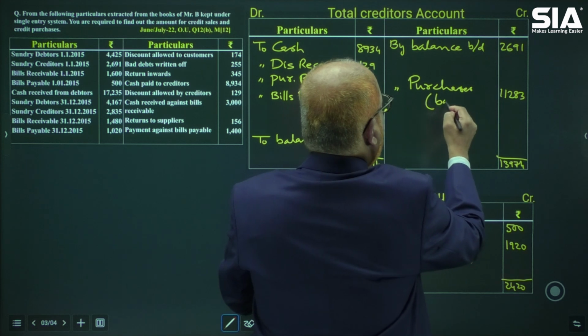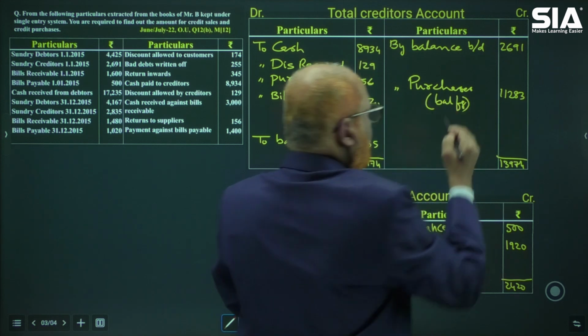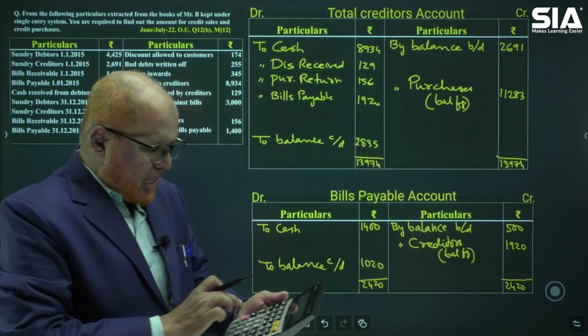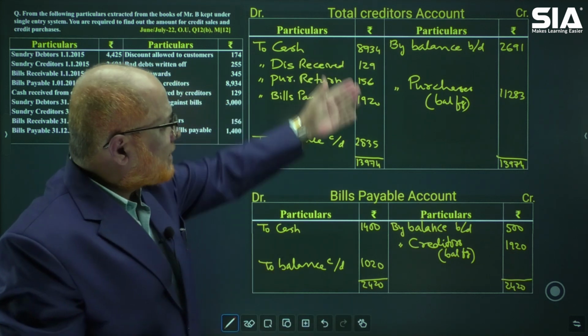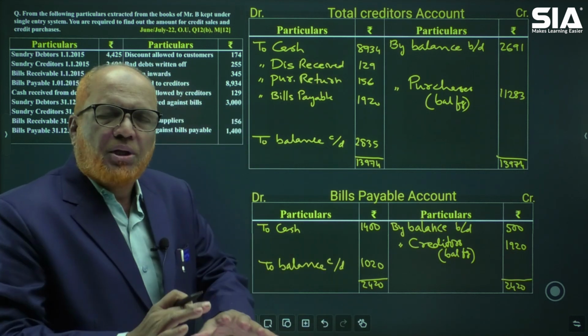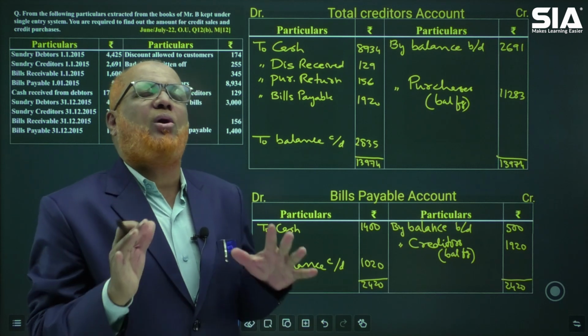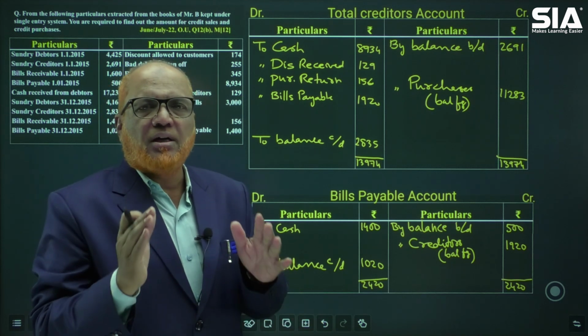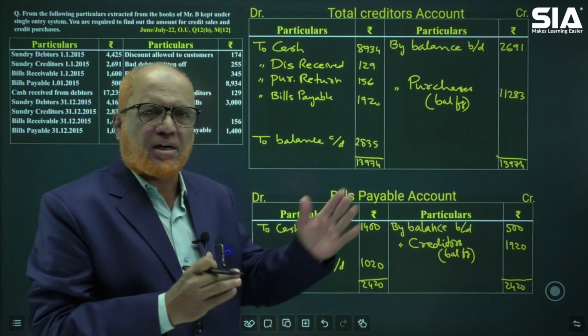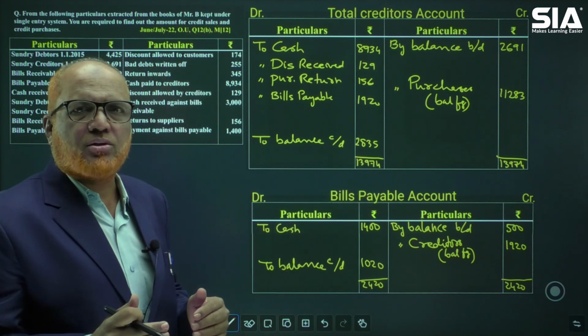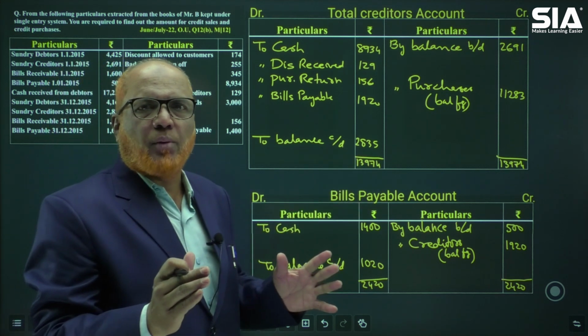This is the balancing figure. Ultimately, it is asking you to find out the purchases by preparing total creditors account and bills payable account. This is the complete procedure of finding out the credit sales and credit purchases by preparing debtors account and creditors account. This is the end of the problem.